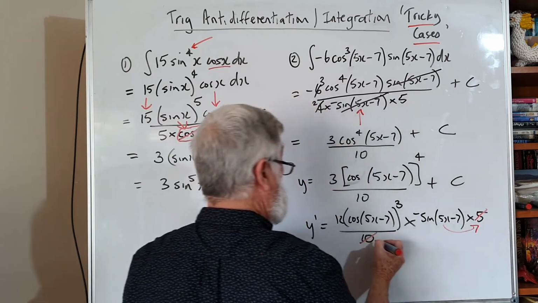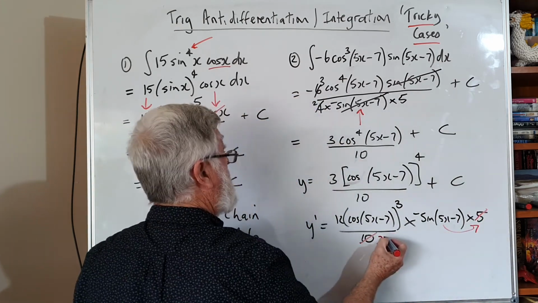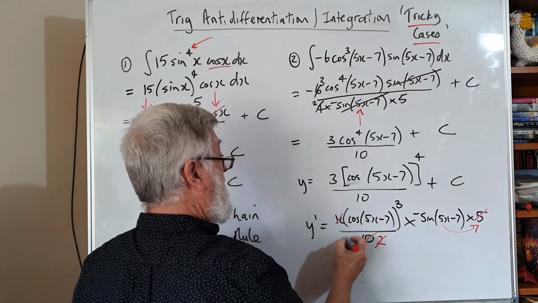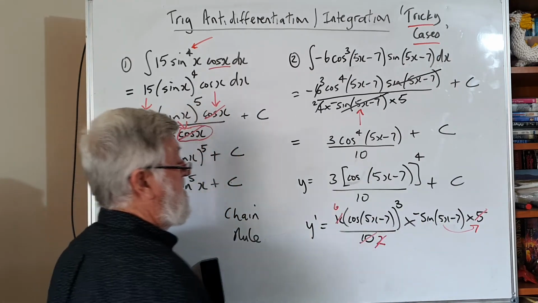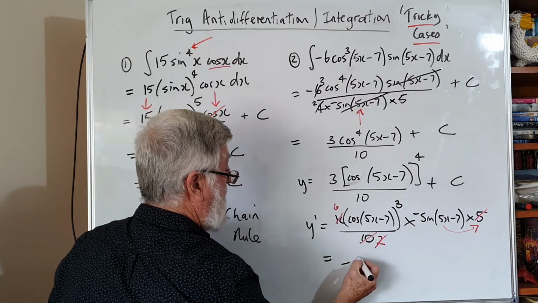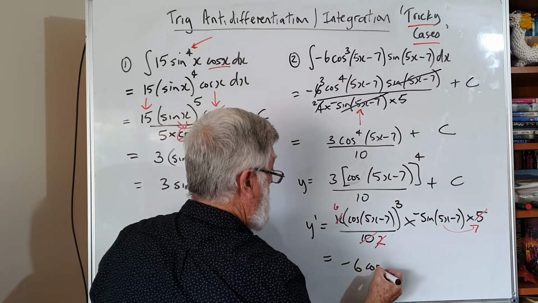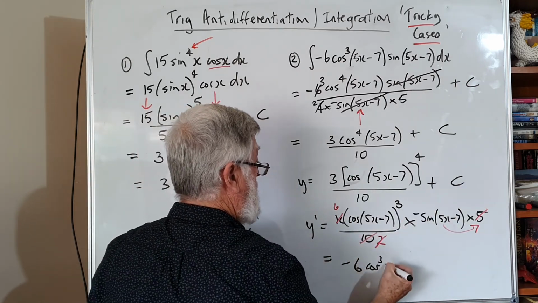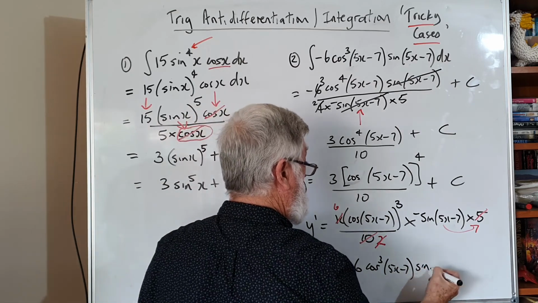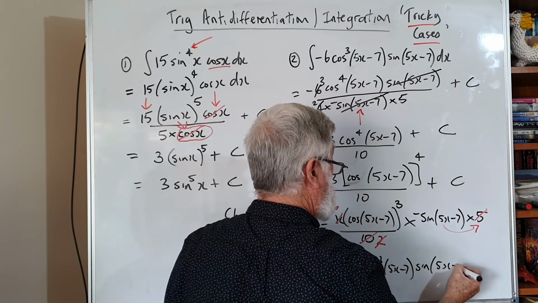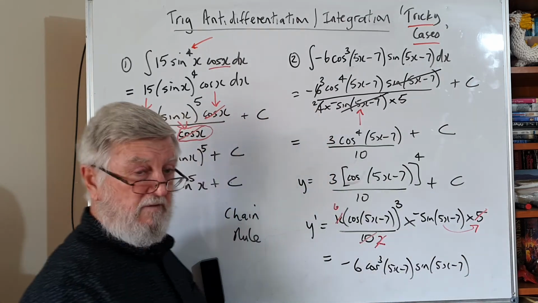That 5 cancels with the 10, becomes twice. The 2 cancels with the 12 and becomes a 6. We got this minus or a negative. I went back to where we started, minus 6. And I can go cos, and I'll get rid of all these extra brackets, cubed, 5x minus 7. And now you can see where that extra 5x minus 7 comes from. It comes from the derivative inside.